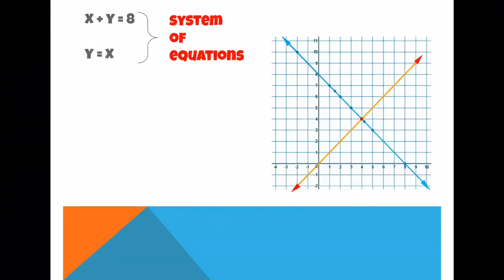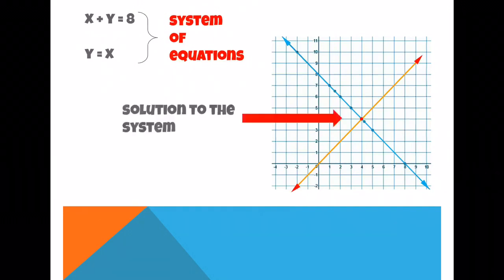But when we have two equations and we're trying to solve them at the same time, we call that a system of equations. And the solution to a system of two equations is the point that is shared by both of those equations. So it must lie on both of the lines. And here we can see it at the point of intersection.